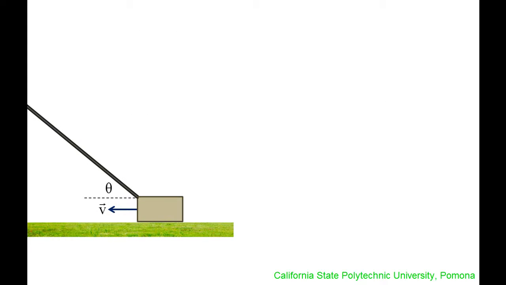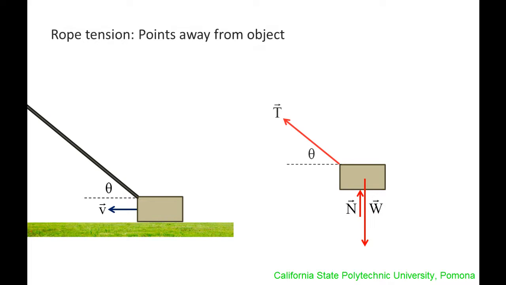In this second scenario, a block is being pulled over a flat surface by a rope that is at an angle theta relative to the horizontal. To create the block's free body diagram, we first isolate the block from its surroundings. 4 forces act on this block. The block's weight acts downward. The normal force exerted by the ground acts upward. The rope is in tension and points away from the block's surface at an angle theta relative to the horizontal.